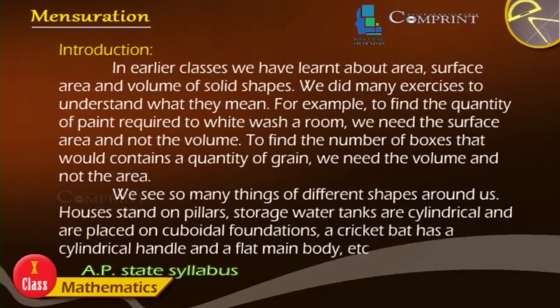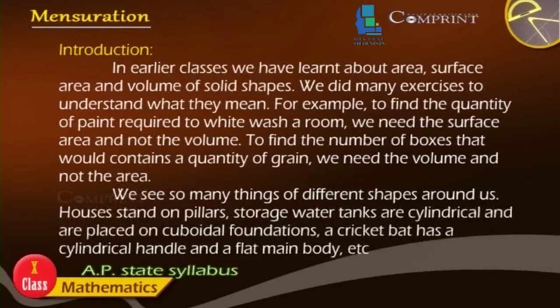Introduction. In earlier classes, we have learnt about area, surface area and volume of solid shapes. We did many exercises to understand what they mean. For example, to find the quantity of paint required to whitewash a room, we need the surface area and not the volume. To find the number of boxes that would contain a quantity of grain, we need the volume and not the area.